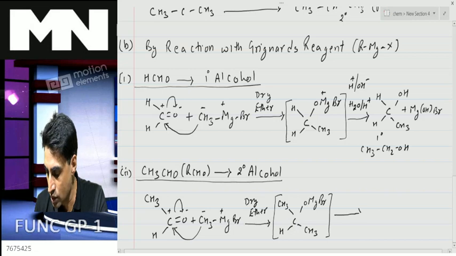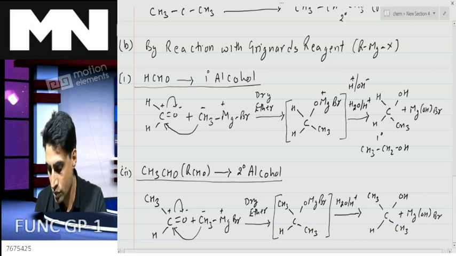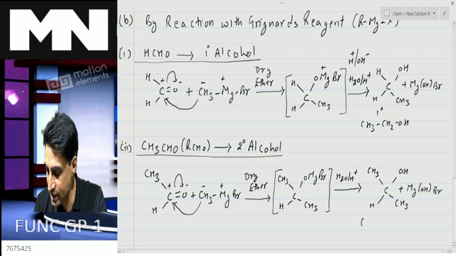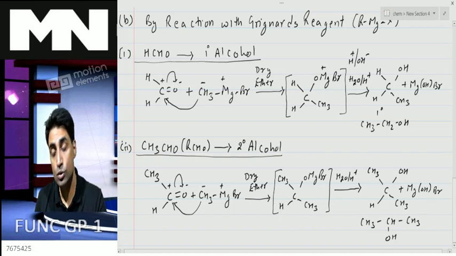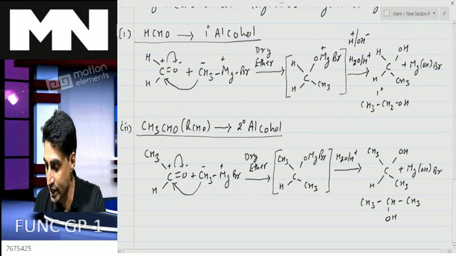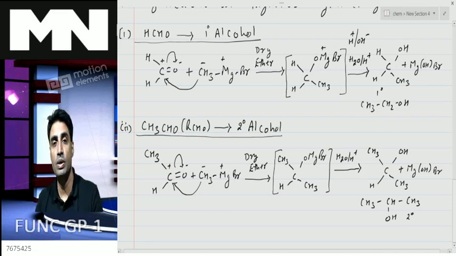This on hydrolysis will give you the compound CH3CHCH3OH plus Mg(OH)Br. This can be written as CH3CHOHCH3. So the compound I am getting is a secondary alcohol, that is propan-2-ol.